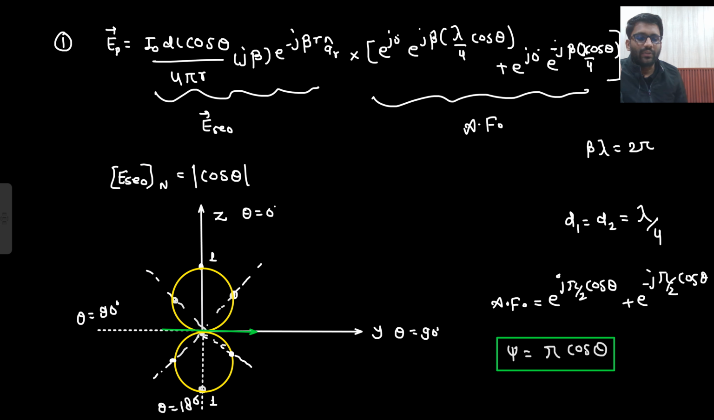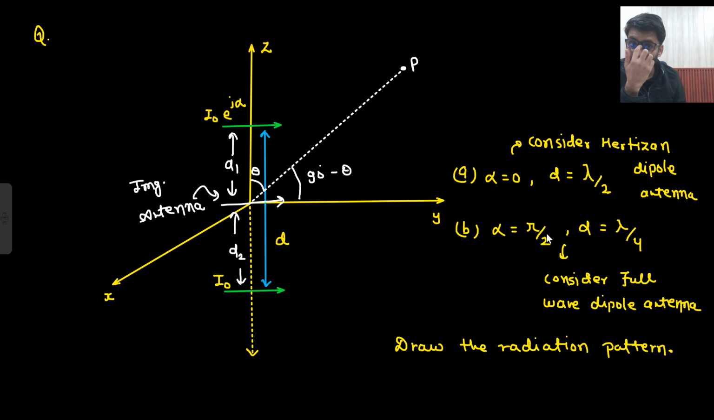Okay, then let's move to the second part. There are two parts. Alpha is equal to pi by 2 now, and d is equal to lambda by 4. Now you need to consider a full wave dipole antenna. That means the length is equal to lambda. Okay, length is equal to lambda. So let's start. Again, the same thing is there.